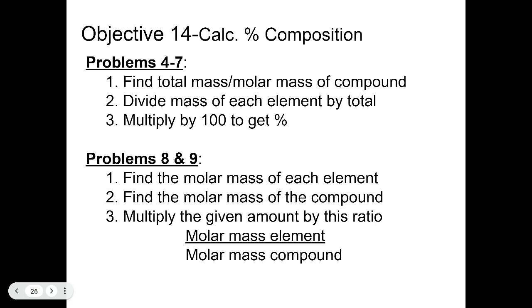So in problems 4 through 7, steps 2 and 3 are going to be our main things because we're trying to find the molar mass of the compound. 8 and 9 are going to be a little bit different because it gives us the mass. We're still going to do it very similarly. We're going to find the molar mass of each element, find the molar mass of the compound, use the percent composition, and multiply the percent composition by the given amount of grams to get the ratio of grams in the overall mass.